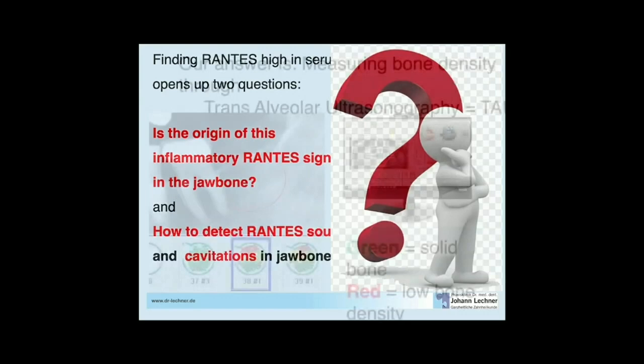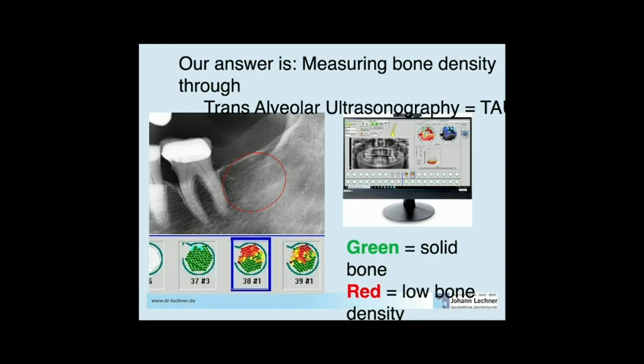We measure the bone density through transalveolar ultrasonography, we call it TAU. And how is the principle? The principle is very simple. Here you see an X-ray, and here you see this retromolar area. This is number 37 in the left lower, number 7 in European counting.